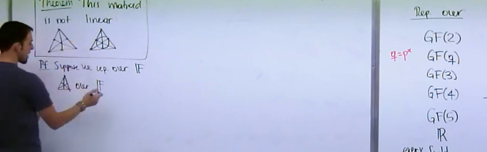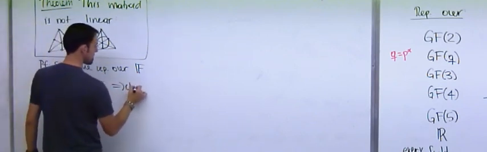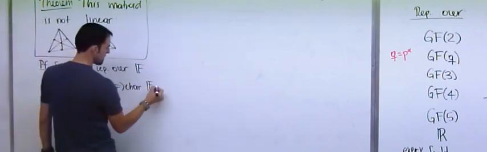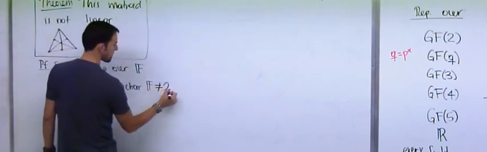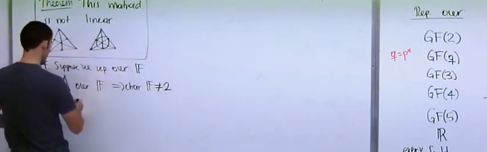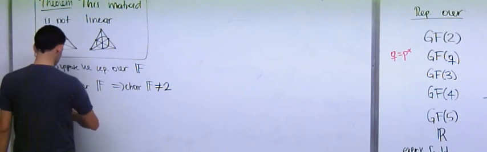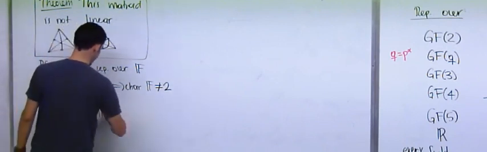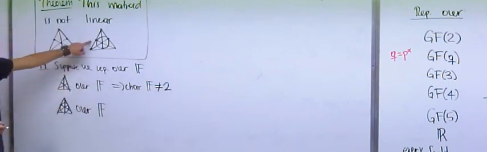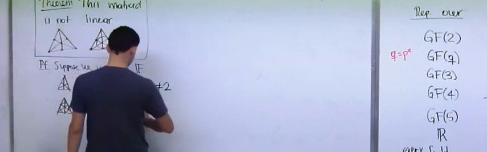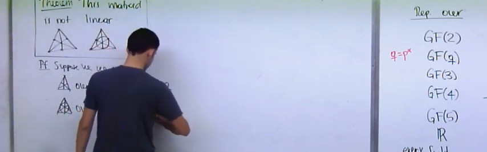So I represented this guy over F, and that means that the characteristic of F, by what I just showed, has to be different from 2. But now I restrict to this guy, which is also a minor, and I also managed to represent it over F. But in the last class I showed that this guy was not representable except for characteristic 2. Done.